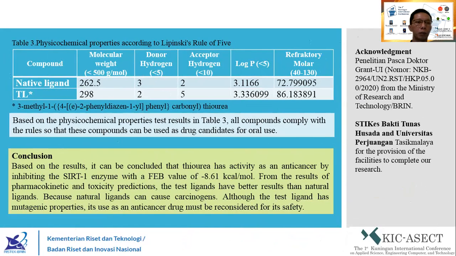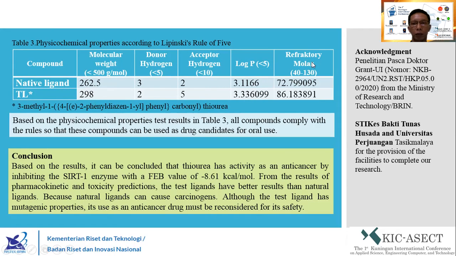And then we get the physicochemical properties according to the Lipinski rule of 5. In this data, we can also compare the native ligand and test ligand by molecular weight, hydrogen donor, hydrogen acceptor, log P, and molar refractivity. Looking at the native ligand, the molecular weight is 2.0, and the test ligand is 298. Hydrogen donor: native ligand 3, test ligand 2. Hydrogen acceptor: native ligand 2, test ligand 5.